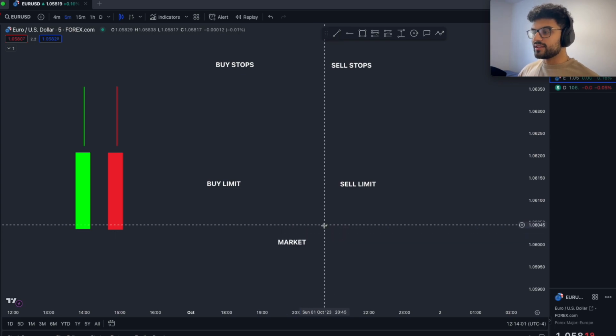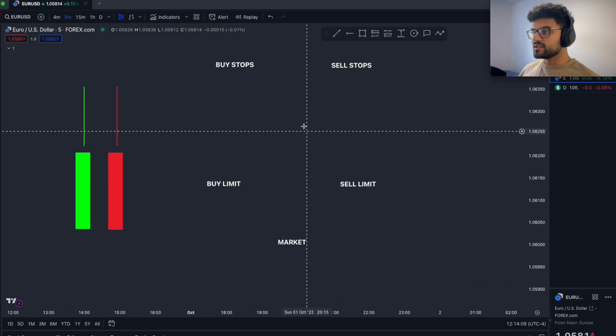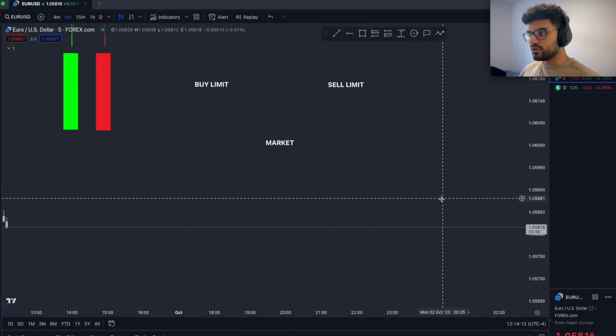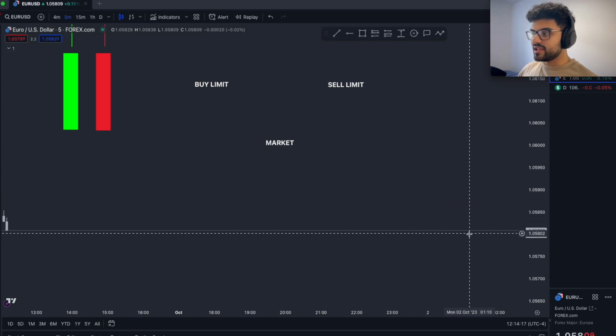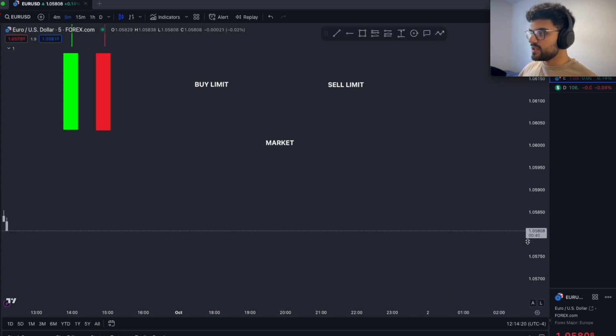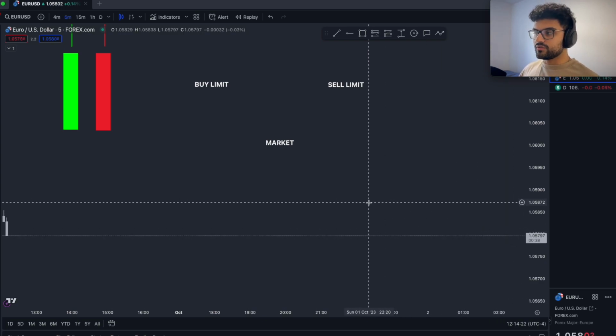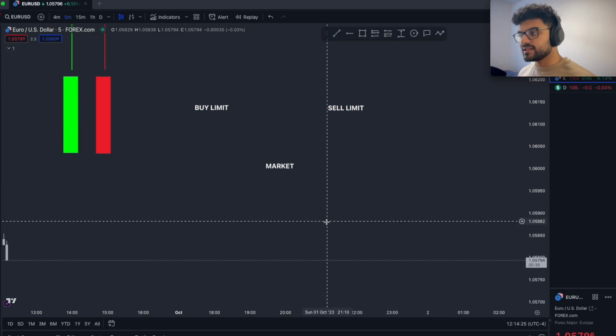Now, a market order, as I just said, is basically just buying and selling at the current price that the market's at. So if EUR/USD is currently at this price right now, and I want to place a market order, then all I have to do is buy or sell, and my entry will be the current price on the dot, right? That is a market order. So you're basically executing, buying or selling the market, longing or shorting the market at the current price that it's at. That is a market order.